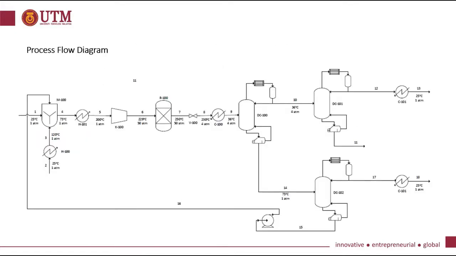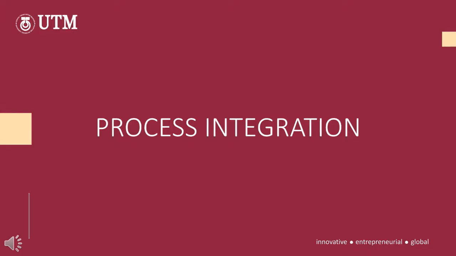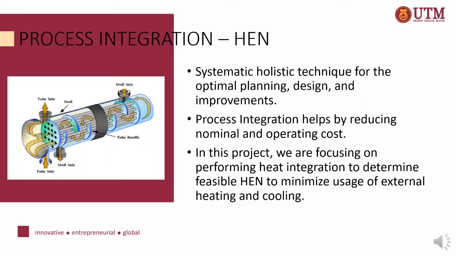So this is the process flow diagram for our plant design. So now let's look into process integration. In simple words, process integration is a technique to improve planning and design of a plant by reducing the nominal and operating costs. So in this project, we will focus on heat integration to determine the feasible HEN to minimize the usage of external heating and cooling.